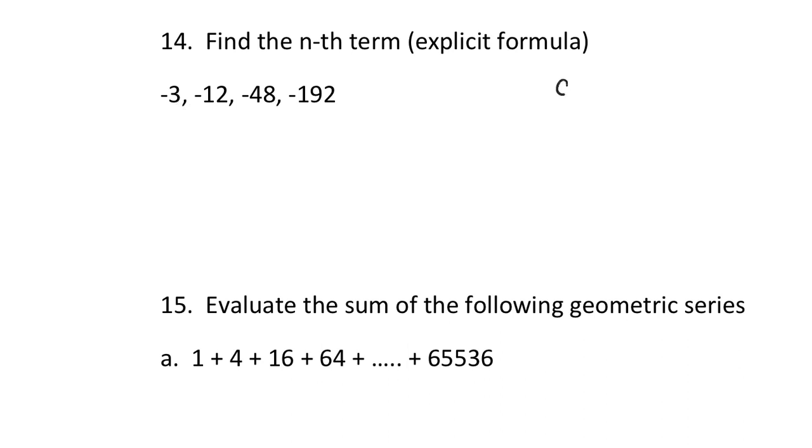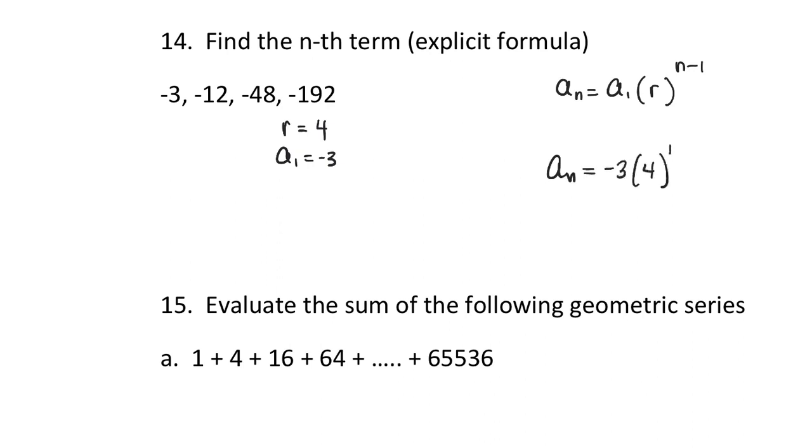On your formula sheet, it'll have the formula for a geometric sequence: first term multiplied by the common ratio raised to the power of n minus 1. Here the common ratio is 4. First term obviously is negative 3. That's all you need to write the nth term: first term multiplied by the common ratio raised to a power of n minus 1.